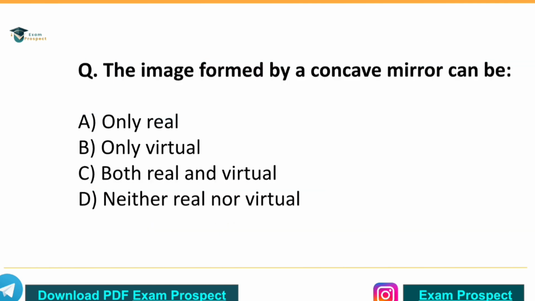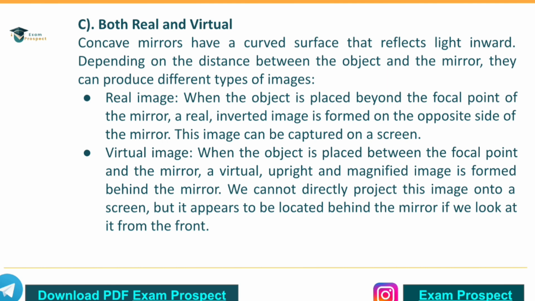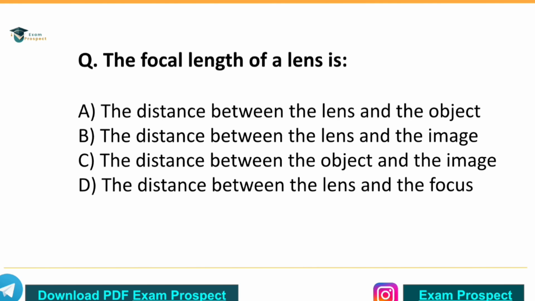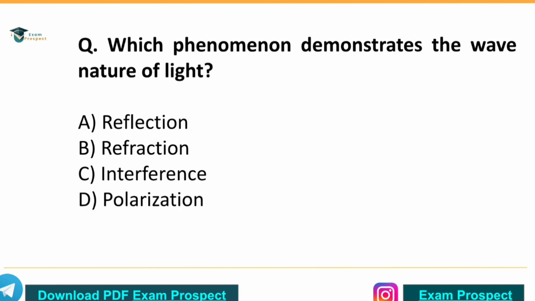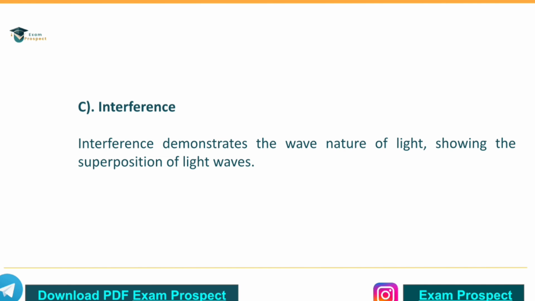Next question. The image formed by a concave mirror can be? The correct answer is option C, both real and virtual. Next question. The focal length of a lens is? The correct answer is option D, the distance between the lens and the focus. Next question, which phenomenon demonstrates the wave nature of light? Correct answer is option C, interference.